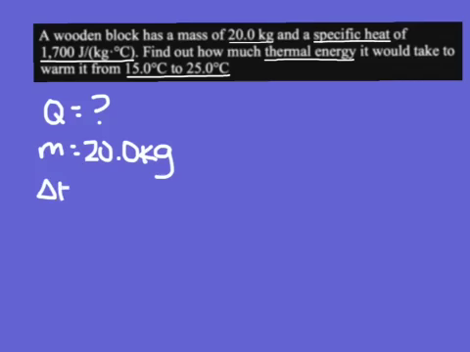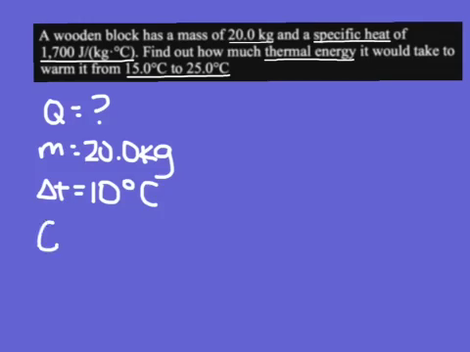The temperature change is these two numbers, but you subtract them. As it says here, it takes to warm it. If it says warm, then you should get a positive number. So it would be 25 minus 15. You always subtract the first number from the second number. So 25 minus 15 is 10 degrees Celsius.